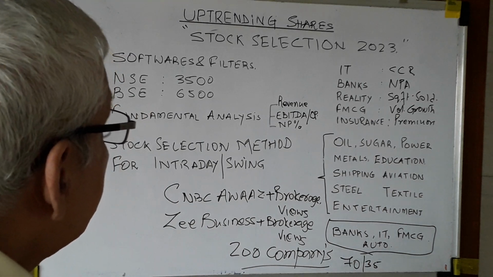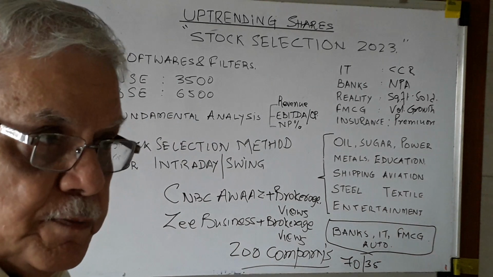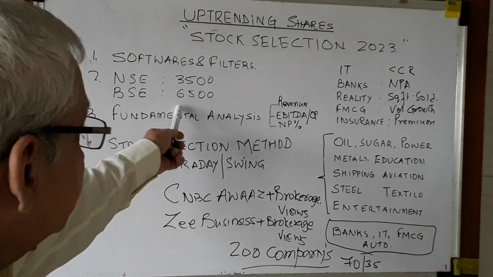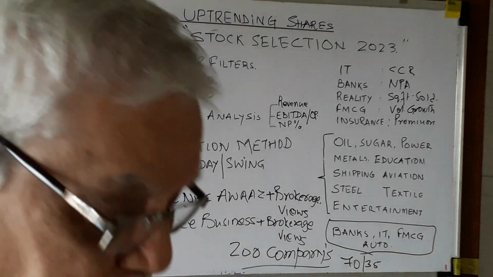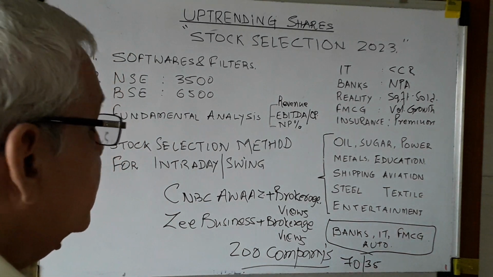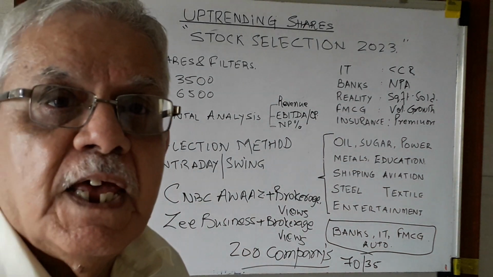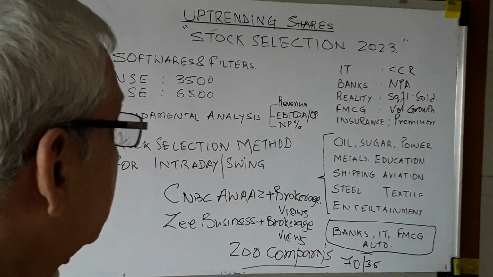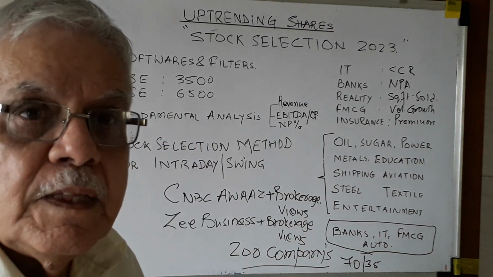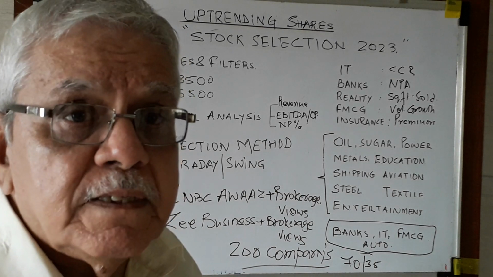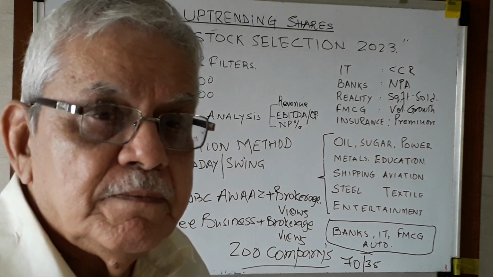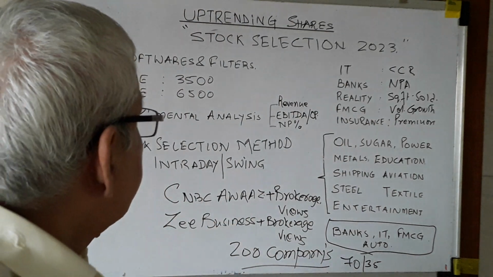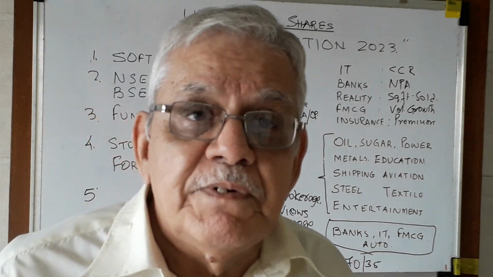Friends, total stocks on the National Stock Exchange is 3,500. Bombay Stock Exchange is 6,500 stocks. And these stocks give their financial results every quarter. Now, is it possible for a person like me to analyze the balance sheet of 6,500 companies? It is not possible. Sorry, there was an interruption. So it is not possible for anybody to analyze 6,500 results.